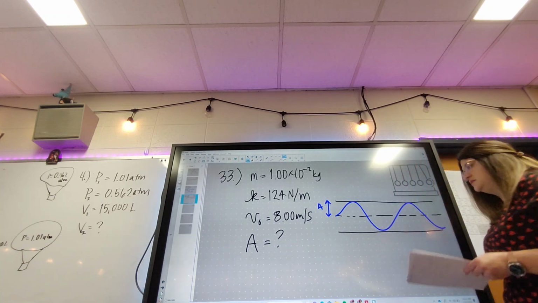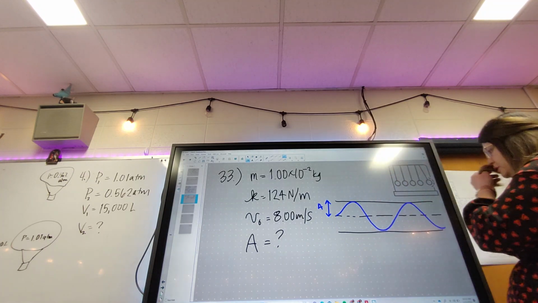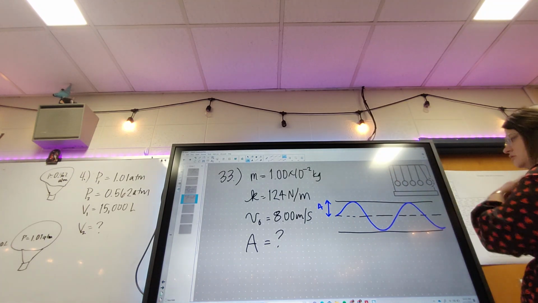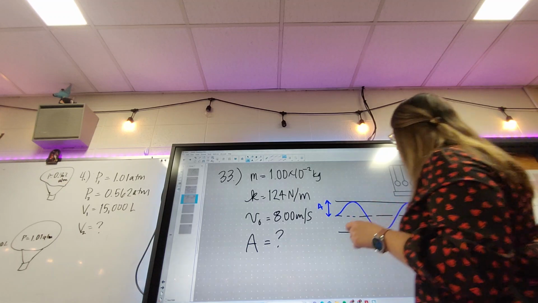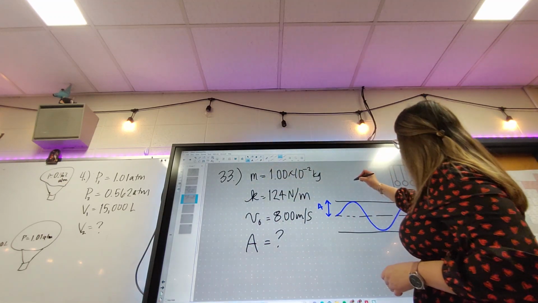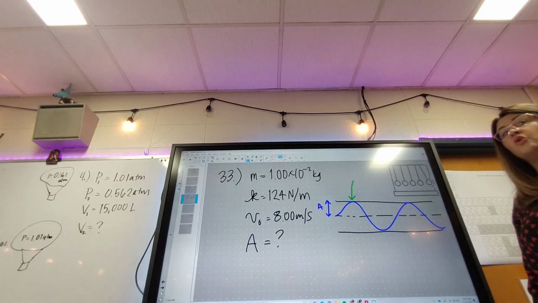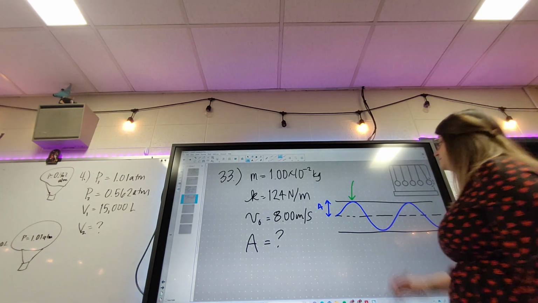Okay, so let's talk about what's happening at each of these parts of the wave. I don't think I have a note. All right, so it's strained and unstrained. At this point right here, stretched out, your velocity is 0.